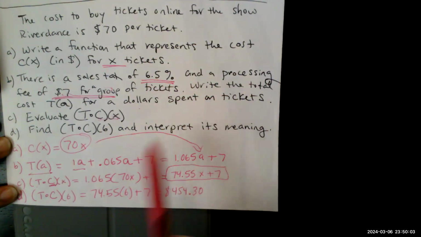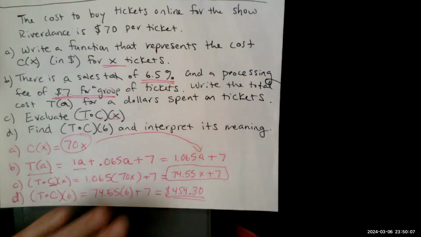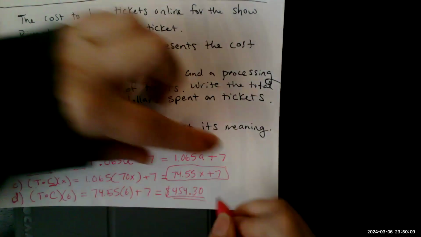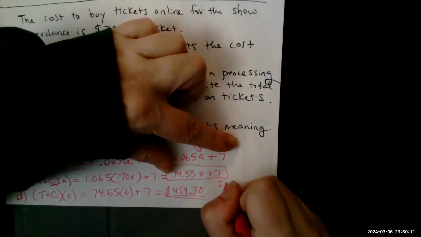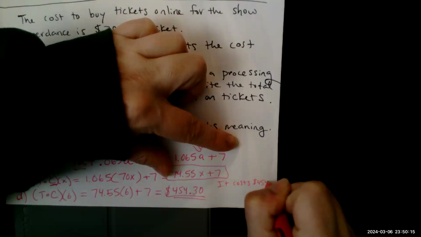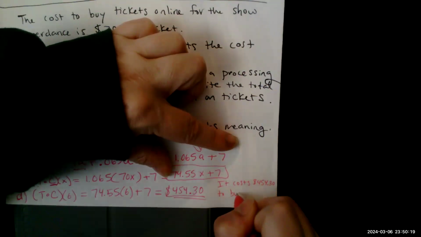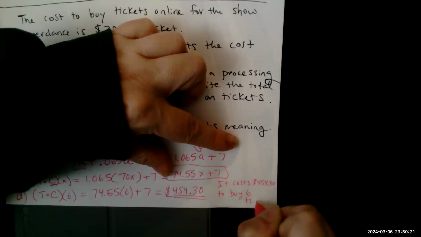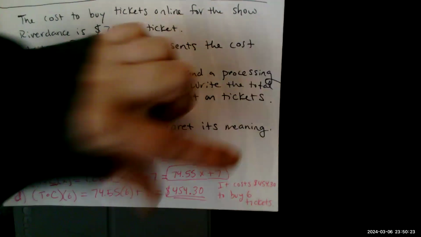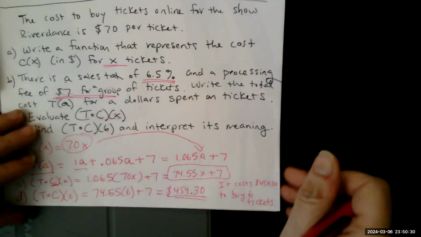And so it said, find this and interpret its meaning. So what does this mean? This means it costs that much to buy 6 tickets to Riverdance.